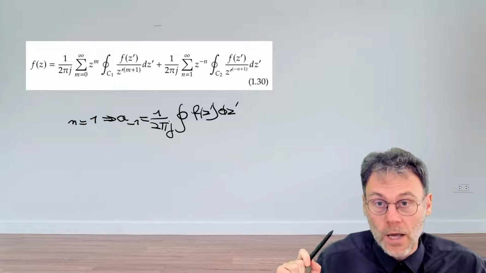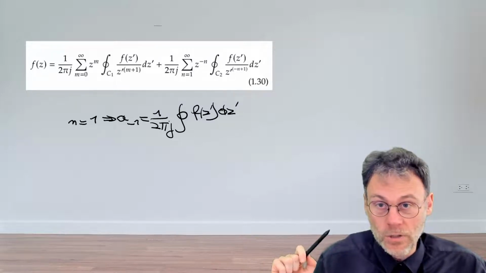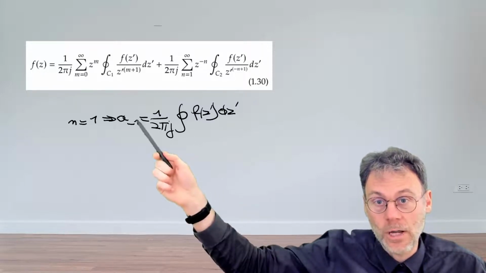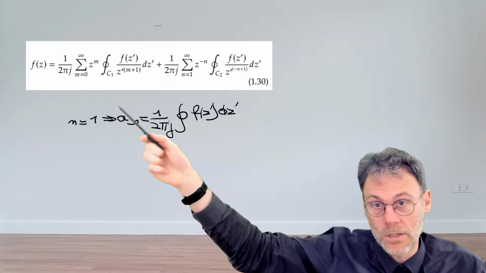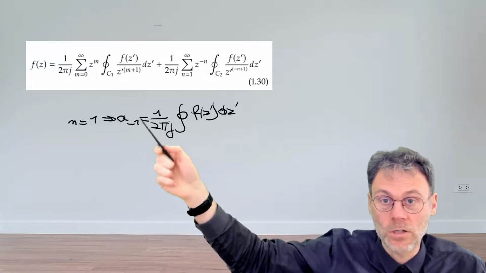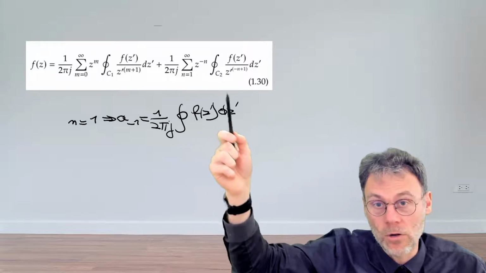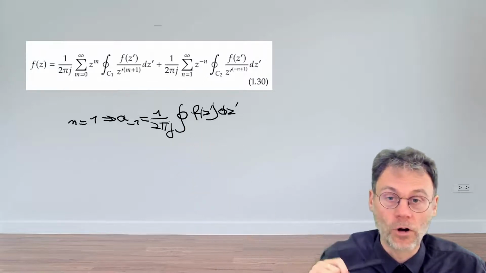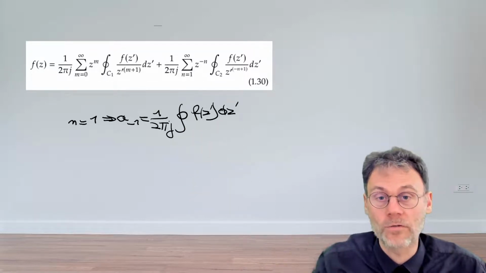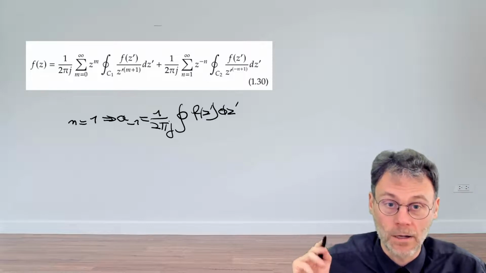So here we can already start seeing why residues are important, because there's a clear connection between the residue, this a minus 1 coefficient in the Laurent series, and a contour integral of the function itself. And this is a key observation that will come back later, of course.